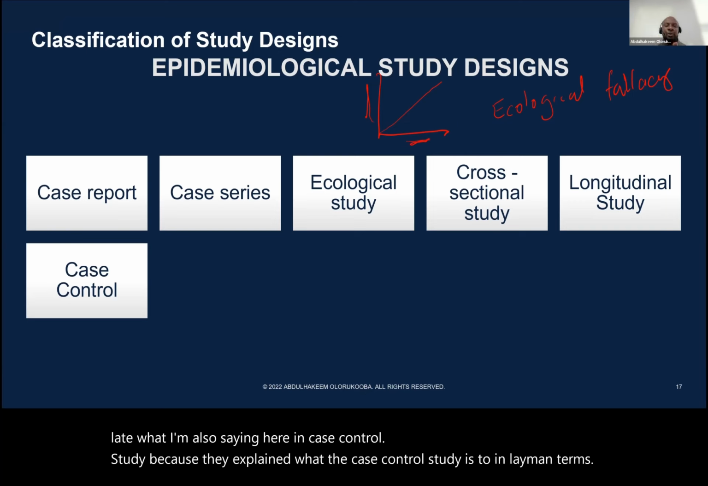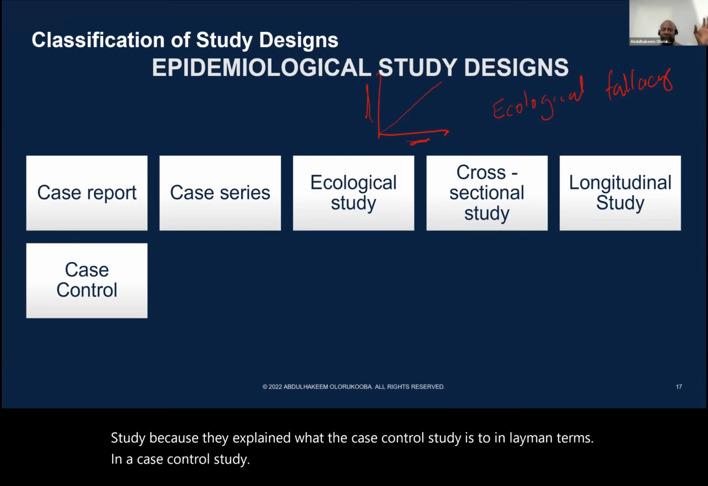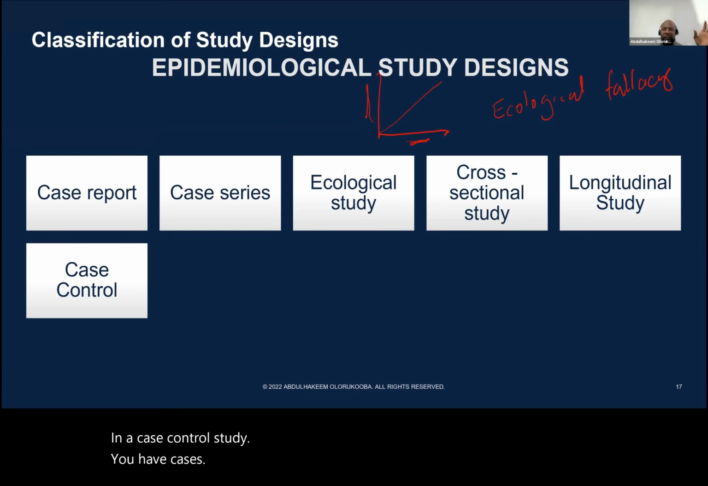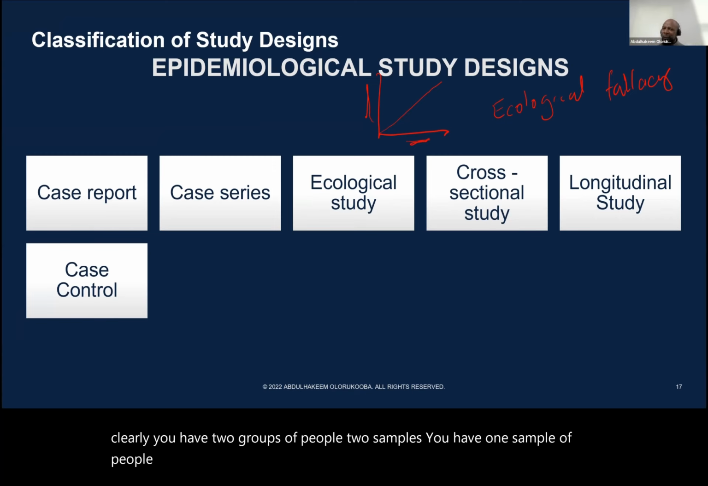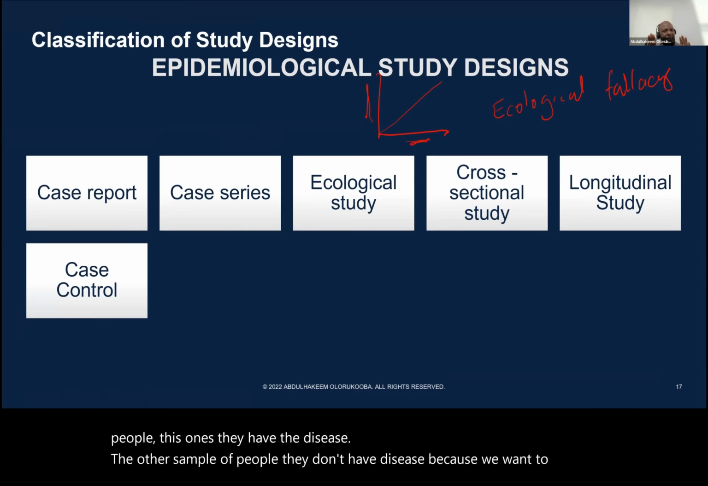In a case control study, you have cases of a disease and you have controls, people that don't have the disease. So you can see that you have two groups of people, two samples. You have one sample of people, these ones, they have the disease. The other sample of people, they don't have the disease, because we want to have a basis for comparison.